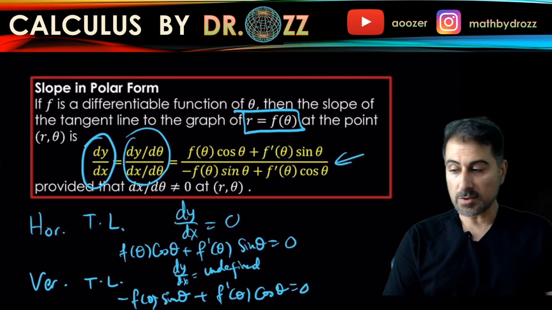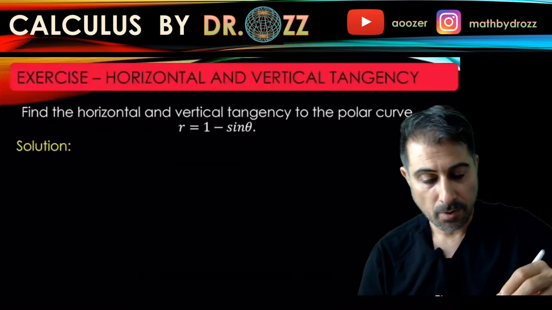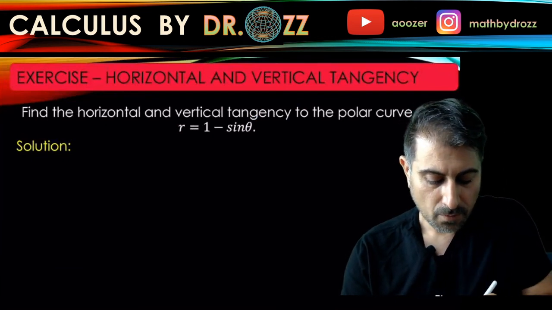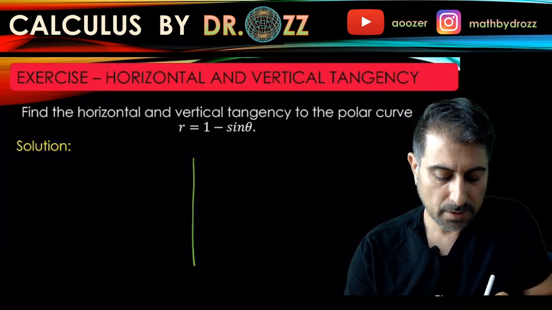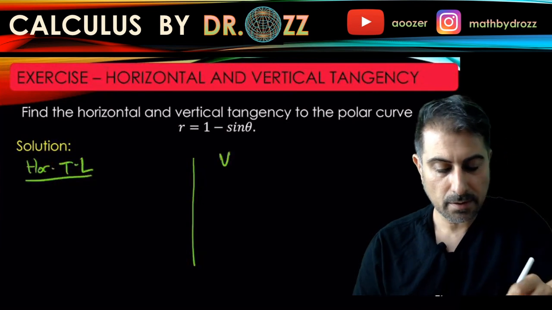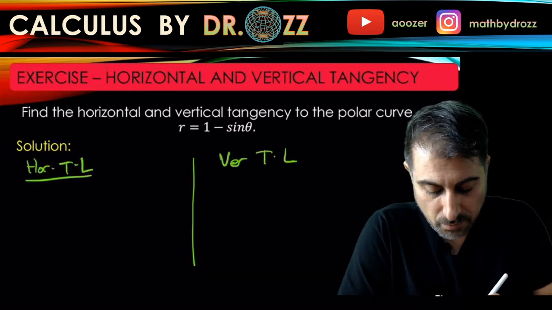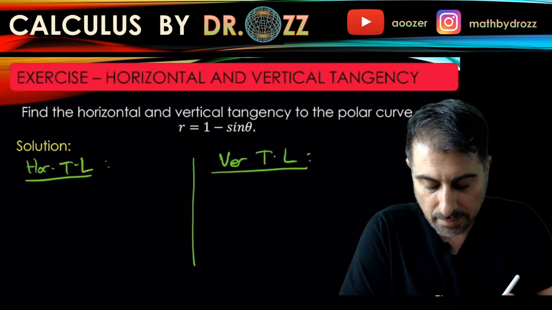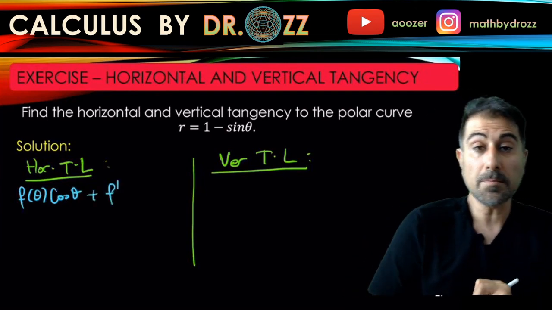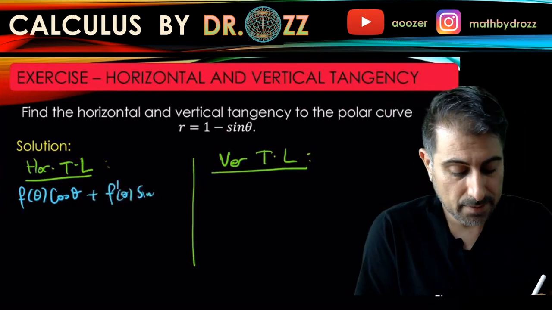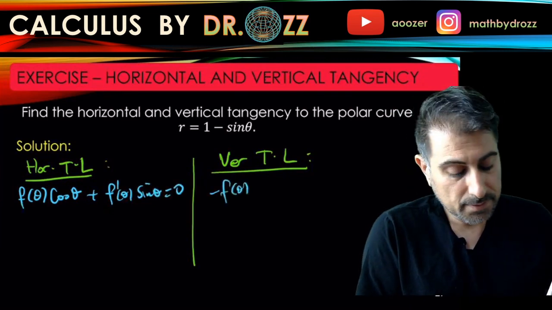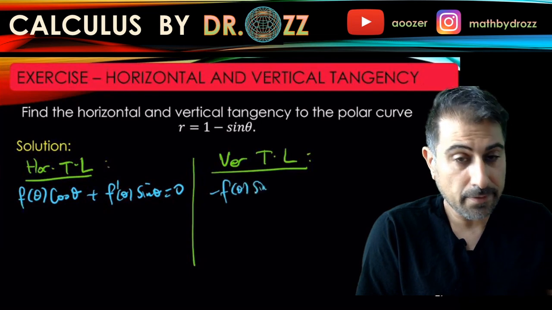which is r equals 1 minus sine theta. I'm going to solve two equations here. Let me just split here. One is for the horizontal tangent line, and the other one is for the vertical tangent line. Let me write down the equations. In one case, f of theta cosine theta plus f prime theta sine theta equals 0. In the other case, you have minus f theta sine theta plus f prime theta cosine theta equals 0.